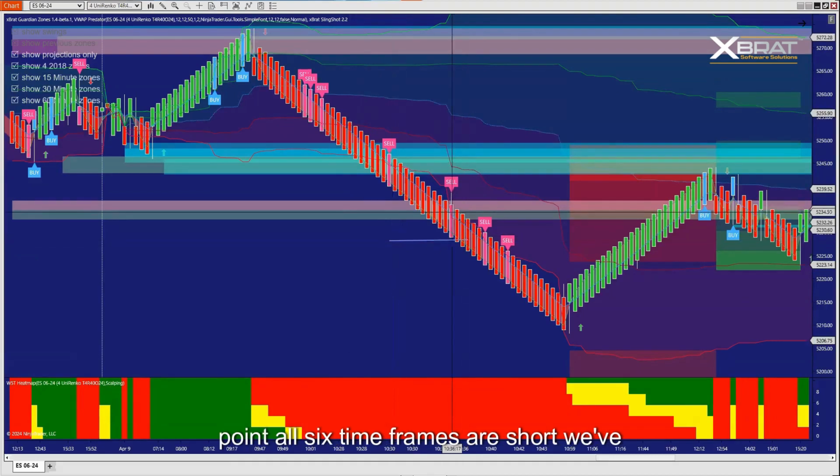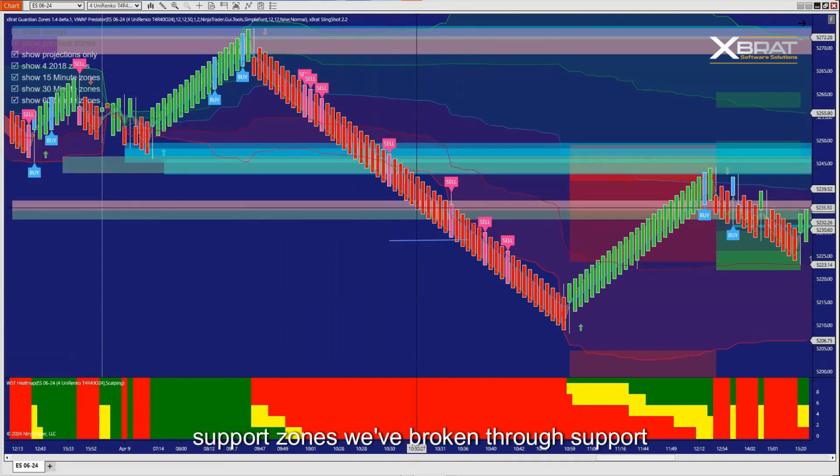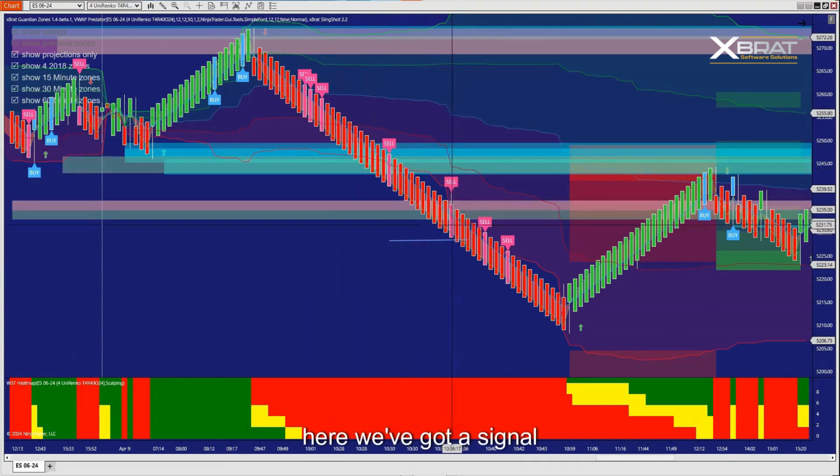We go short at this point. All 6 time frames are short. We've broken through support here. Confluence of support zones. We've broken through support here. We've got a signal. We're going to go very tight here on this.